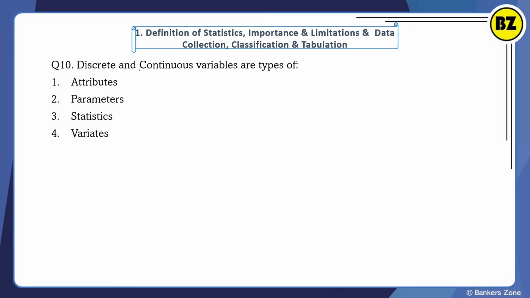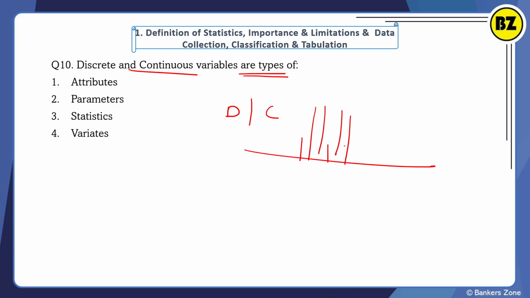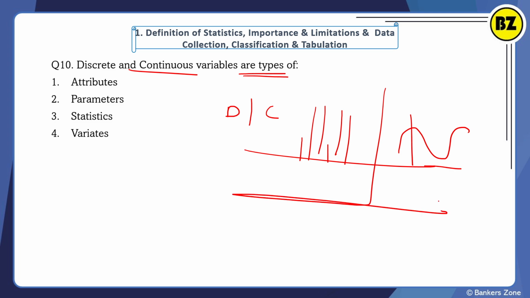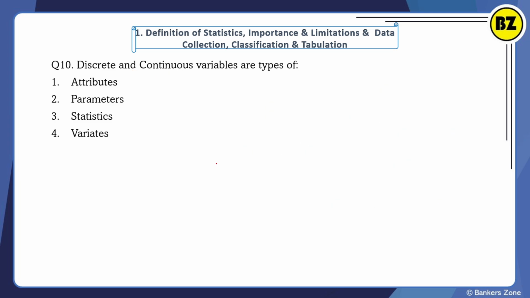Discrete and continuous variables are types of variables; some are discrete variables, some are continuous. See how to identify: these are the discrete variables and these are the continuous variables. In that way you can compare. Now, these are the types of what? These are the types of variates.